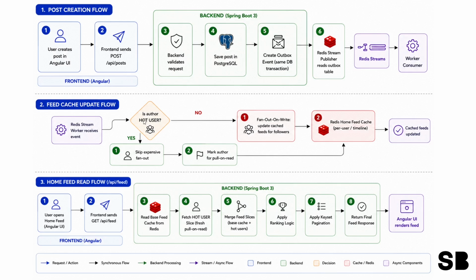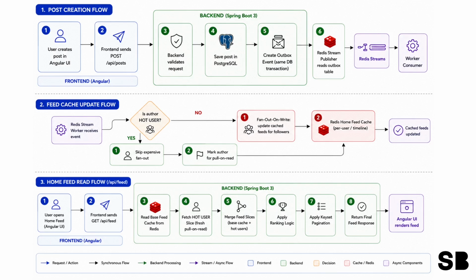Once the worker receives the post created event, it needs to decide how this post should be delivered to followers. This is where the hybrid architecture comes in. The worker checks one important question: is the author a hot user? A hot user means someone with a very large number of followers, for example, celebrities, influencers, or very popular accounts.